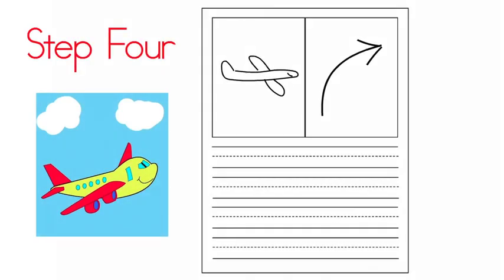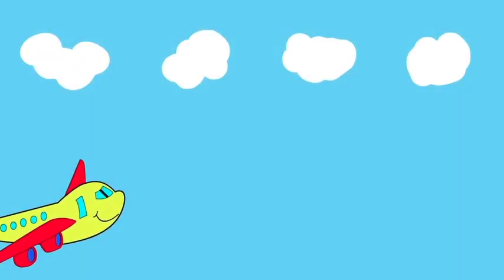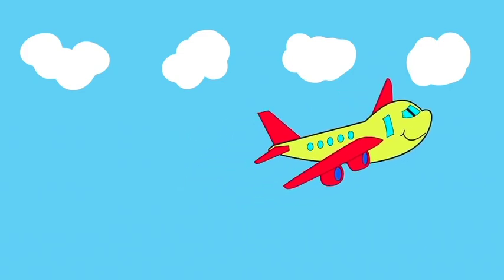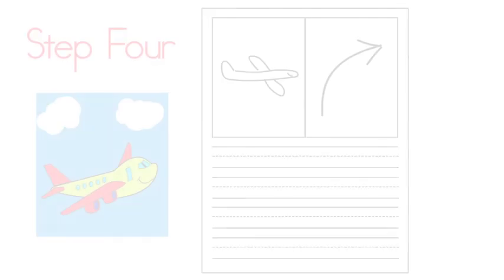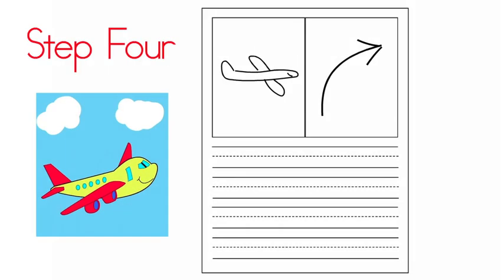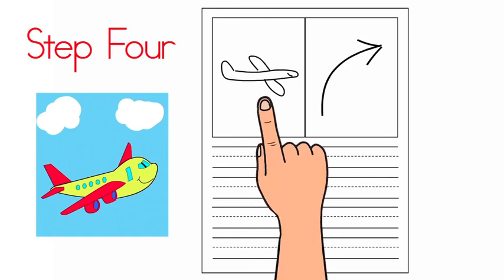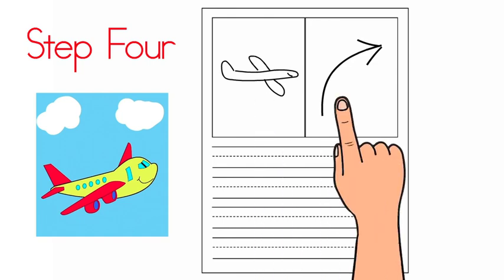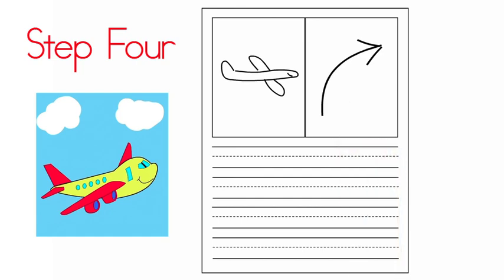This sentence is a telling sentence. It tells what the plane did. The plane flew. Telling sentences end with periods. Let's point to the planning boxes and say our sentence again. The plane flew.